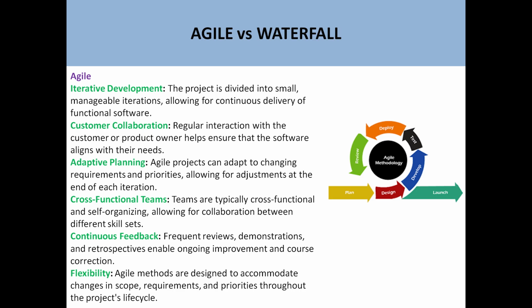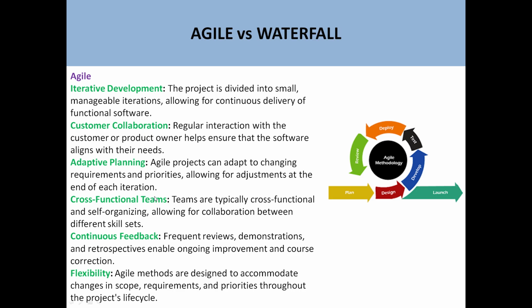Next is customer collaboration. That means the interaction with the customer is very high. We are talking with the customer, getting their feedback, whatever he wants to say. His feedback is very important. Then adaptive planning. Adaptive planning means that if any changes are required, for example his priorities have changed and something needs to be adjusted, agile is very flexible in that manner.